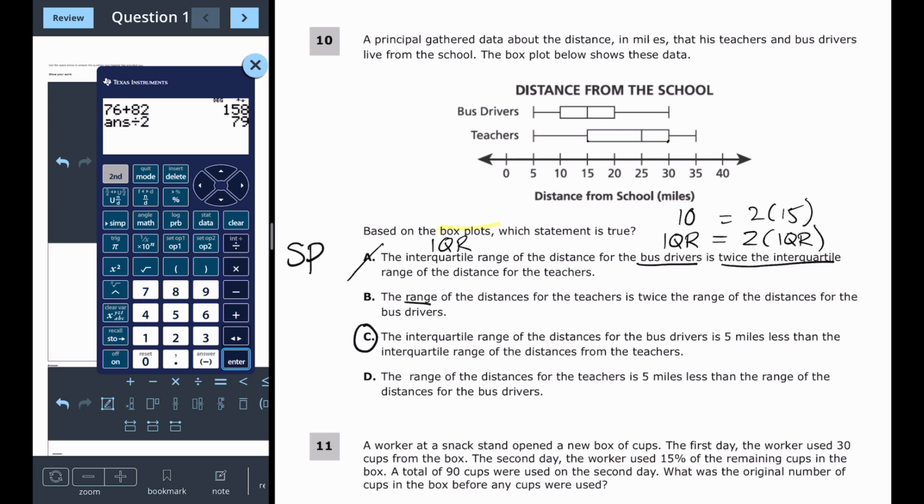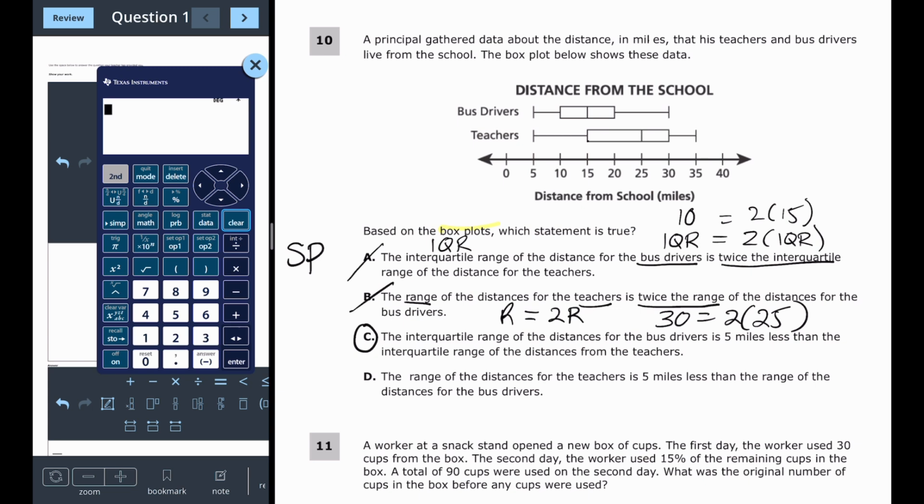The range of the distances for teachers is twice the range for bus drivers. This is just really wordy, and so there's just a lot of places to be tripped up. So we want to know the range for teachers is 2 times our range for bus drivers. So for teachers, it goes from 5 to 35, so that range is 30. So is 30 2 times for bus drivers is going from 5 to 30, which is 25. And no, because twice 25 is 50, so nope, they're not equal. Let's look at the next one.